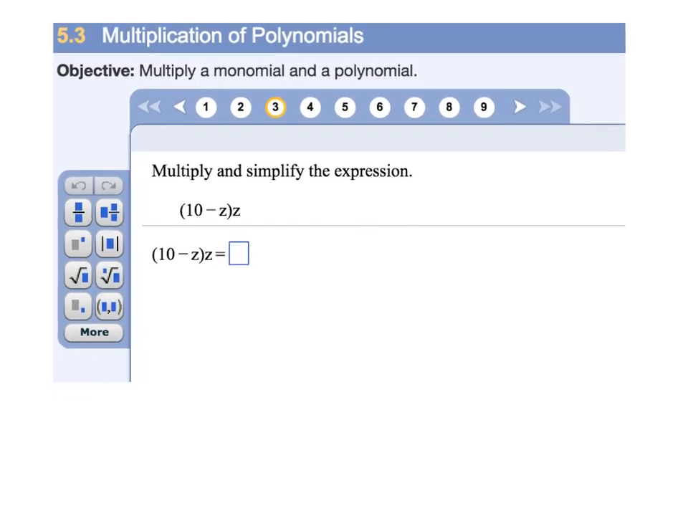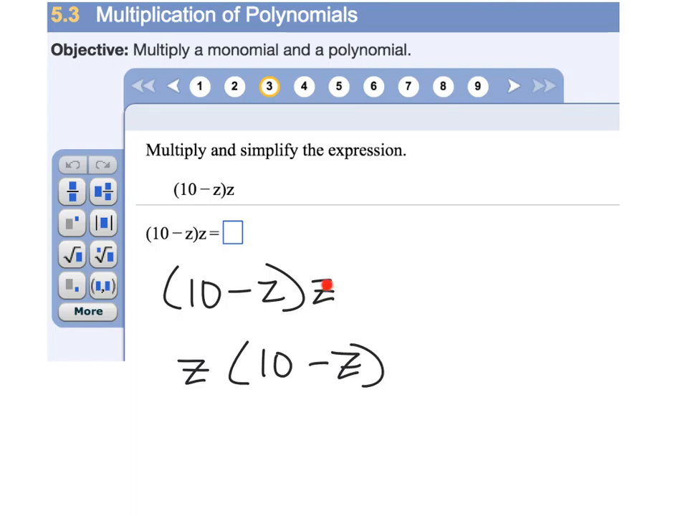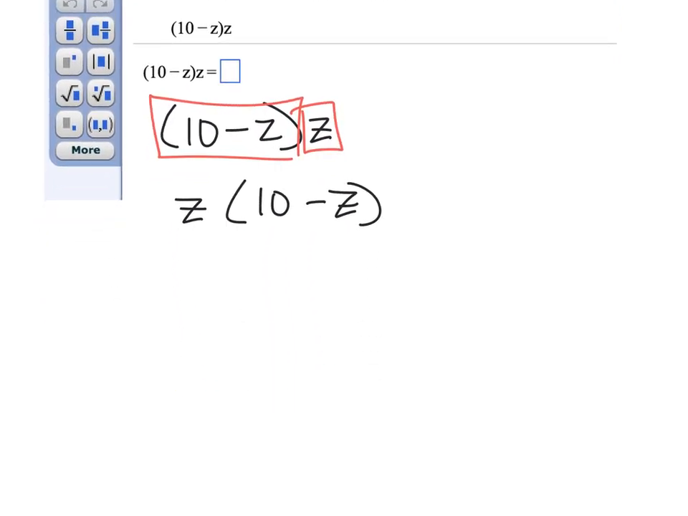So here, all they've done is reversed the problem. They've taken the thing and written it backwards, so to speak. So if you wanted to, you really could switch it to make it z times 10 minus z. So you can just kind of swap these and make it like this. So you basically treat this and this as two building blocks, and you just reverse the building blocks, okay? And now we've got our distributive property.